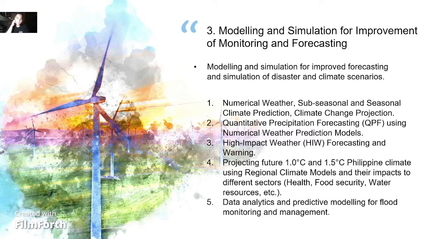Number 4 is projecting the future 1 degree Celsius and 1.5 degrees Celsius Philippine climate using regional climate models and their impacts to different sectors: health, food security, water resources, etc. Philippine authorities are predicting the climate to change by 1.0 to 1.5 degrees Celsius by the upcoming 2022 and so on, and they are looking at the potential impact of the said climate change on other industries.